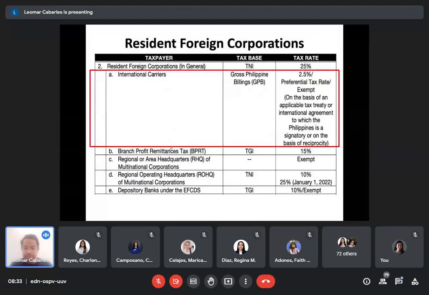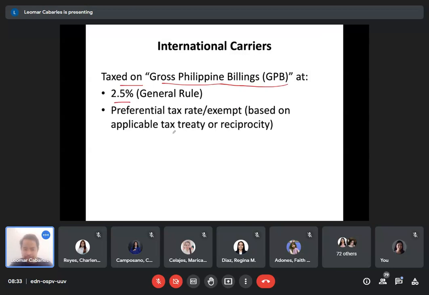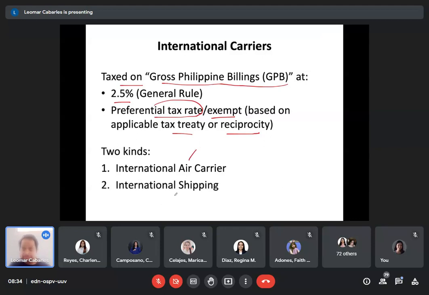So international carriers. Let's talk about international carriers. So ang taxation niya ay gross Philippine billings. Generally, 2.5%. But if there is a tax treaty or on the basis of reciprocity, preferential tax rate may apply, or it may even be exempt. Okay? There are 2 kinds of international carriers in the Philippines. International air carrier, so airlines yan. Then we have international shipping, mga vessels, sea vessels.